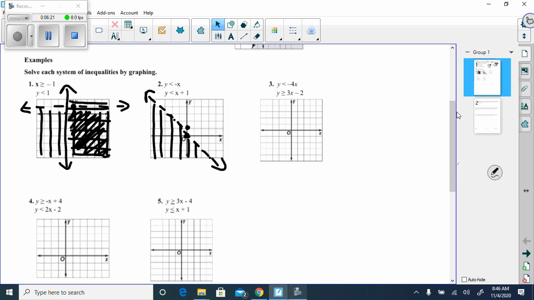And I need to be going what for my slope? Good. And this one's positive, right? So it's going to slant the other direction. I'm good. All right. So my second one, here it is. Is it going to be a dotted or solid line? Dotted.